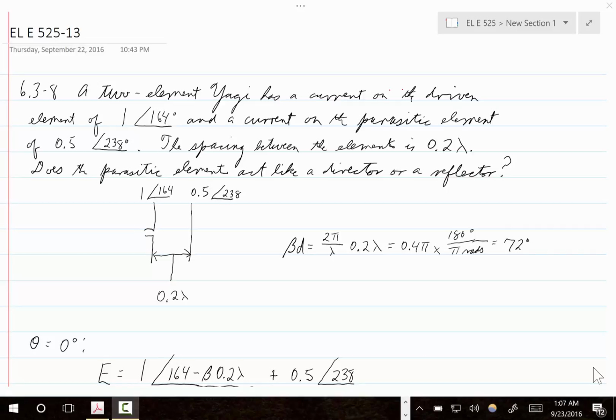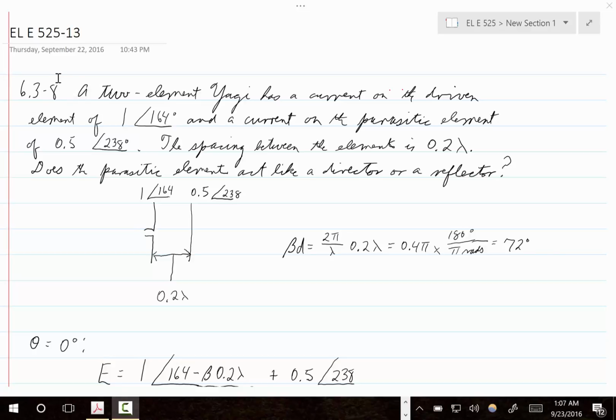Welcome to Lecture 13 of Electrical Engineering 525. We will begin today's lecture by finishing up Section 3, which is about the Yagi Uda antenna arrays, and then we'll move on to Section 4.